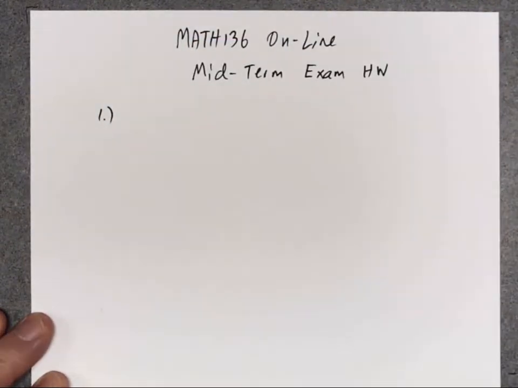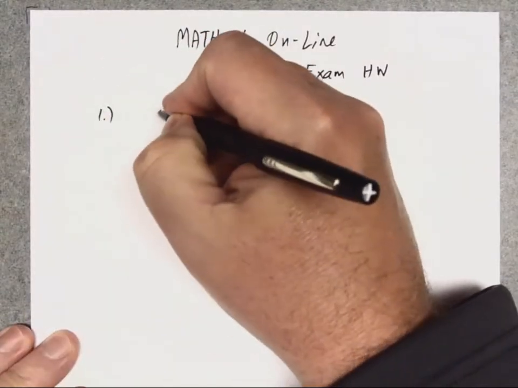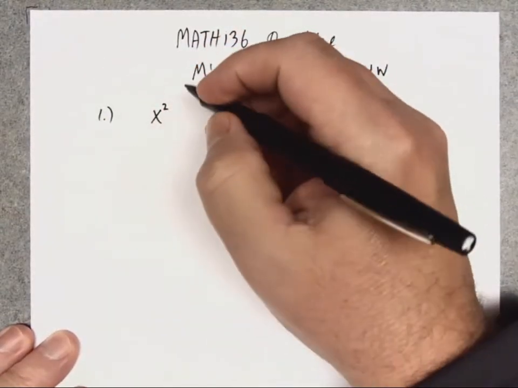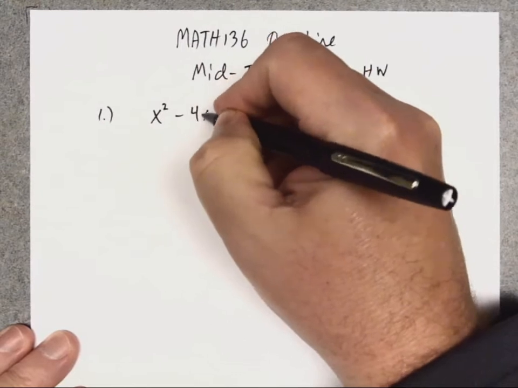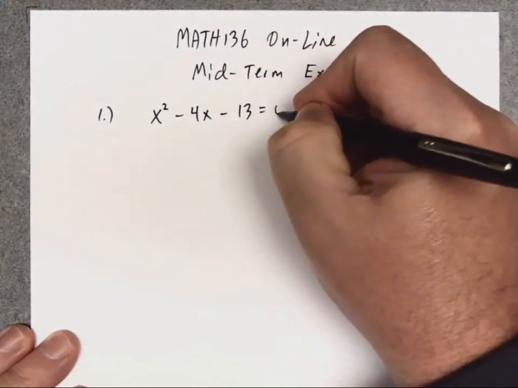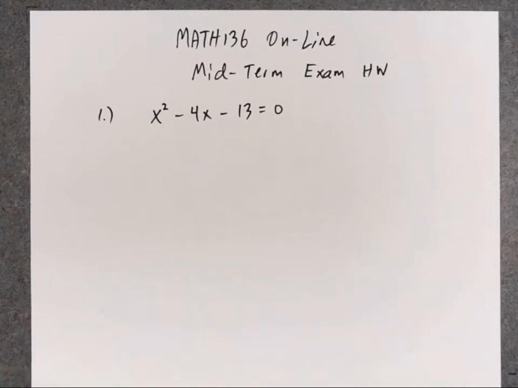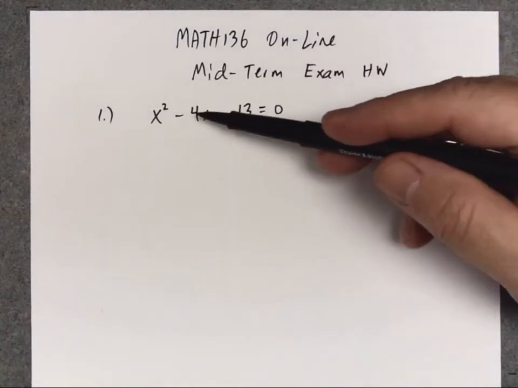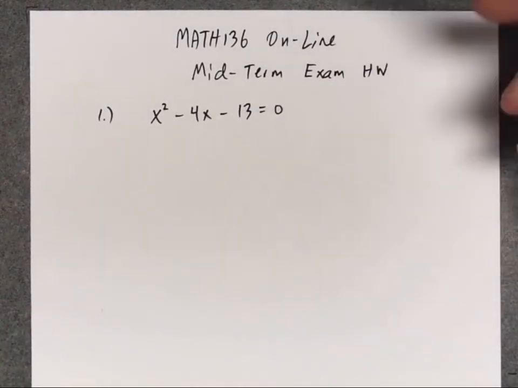For instance, problem number 1, let me just read it, and then I'll write down the important thing. It says, use the quadratic formula to find the real solutions, if any, of the equation. And then it gives us this equation. So we have x squared minus 4x minus 13 equals 0.